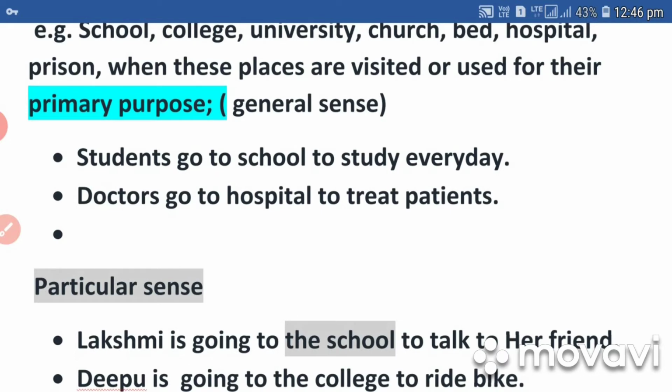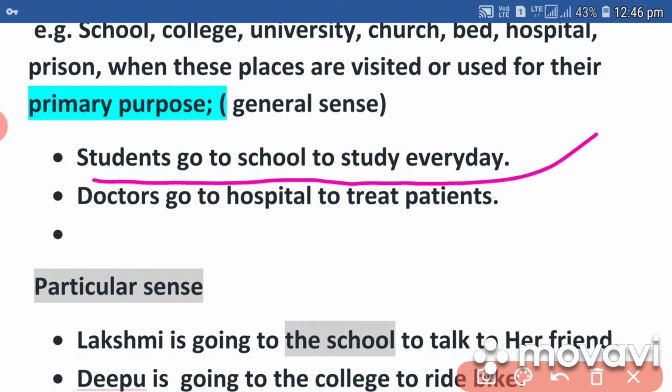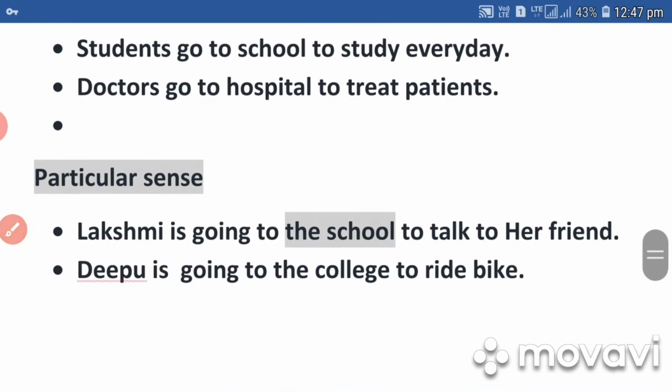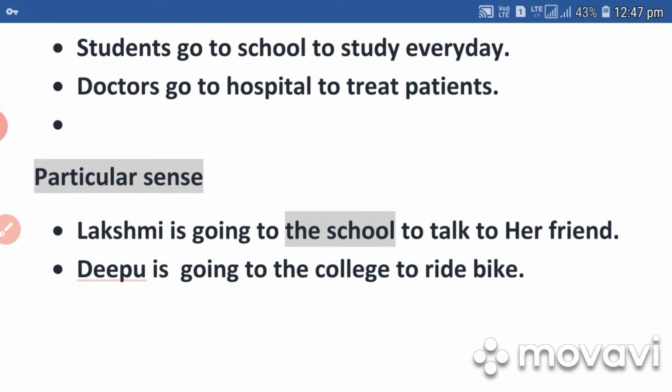Right. So for example, I'm going to give you examples here. Students go to school to study every day. This is the general sense. Doctors go to the hospital to treat patients. But when you use these words in a particular sense, you must use the. See here, Lakshmi is going to the school to talk to her friend. What's her purpose actually? Lakshmi should go to school to study, not to talk.